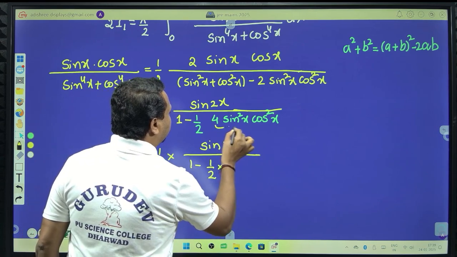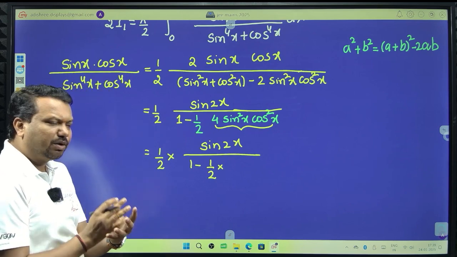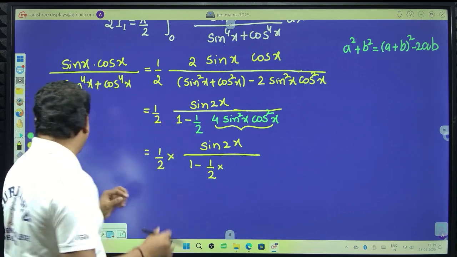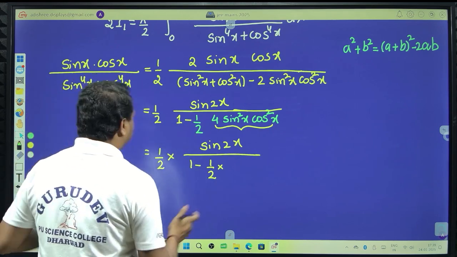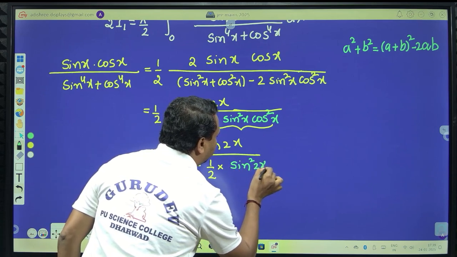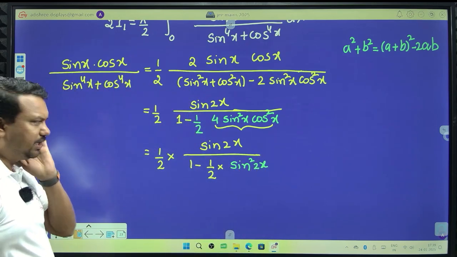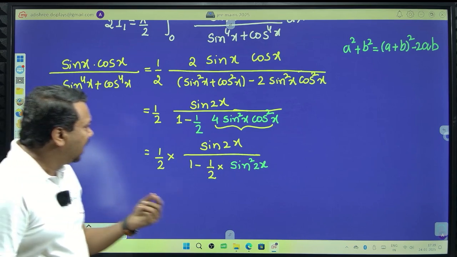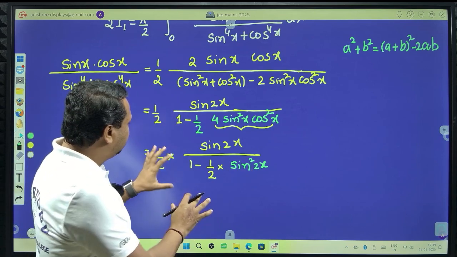Please observe, is this expression in the form of (2 sin x cos x) whole square? What is 2 sin x cos x? It will become sin 2x, so the square becomes sin square 2x. Clear? Now again, I know that this whole function is there.